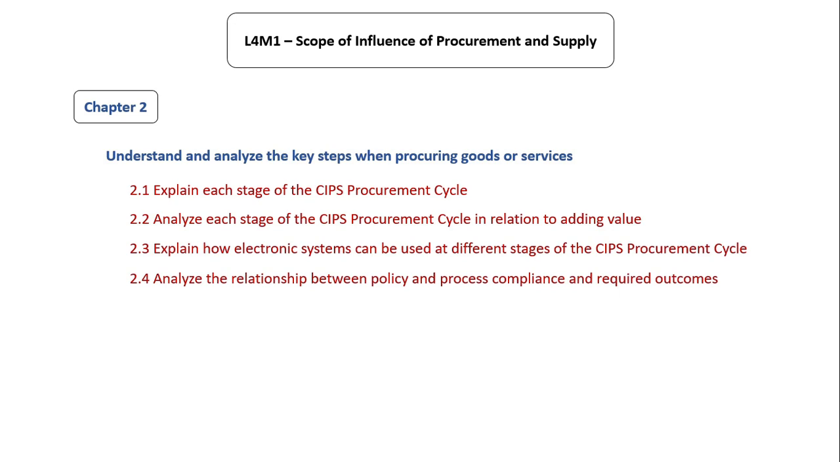2.1 Explain each stage of the CIPS procurement cycle. 2.2 Analyze each stage of the CIPS procurement cycle in relation to adding value. 2.3 Explain how electronic systems can be used at different stages of the CIPS procurement cycle. 2.4 Analyze the relationship between policy and process compliance and required outcomes.